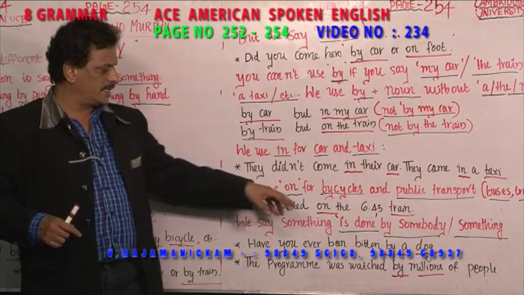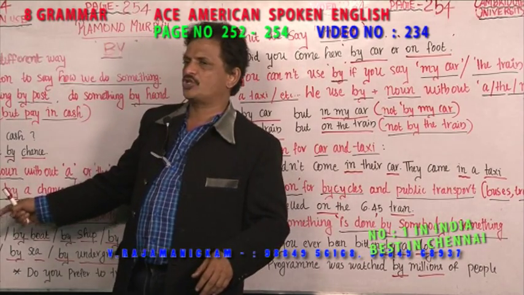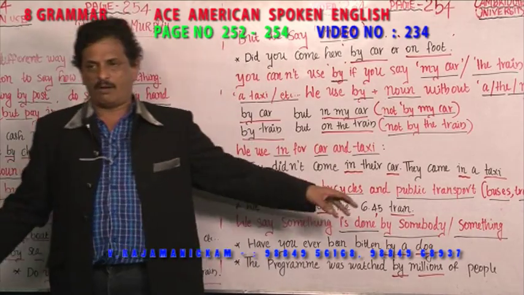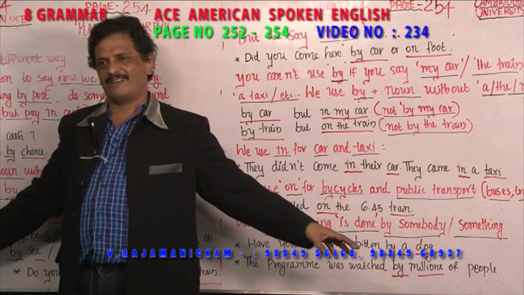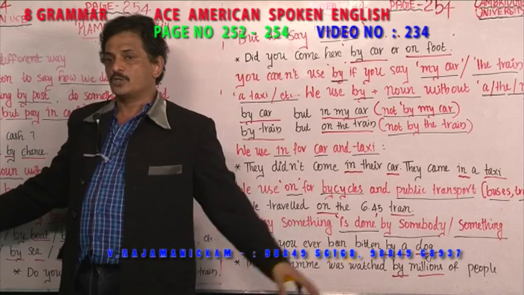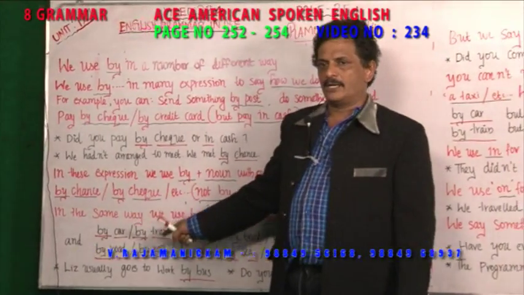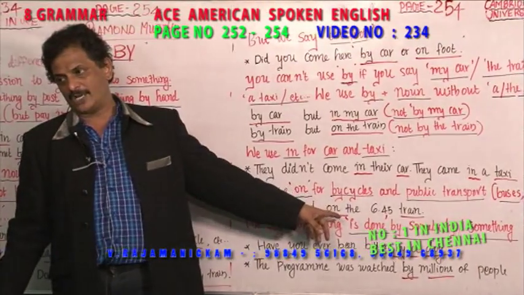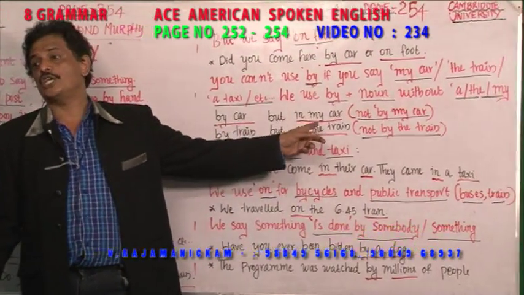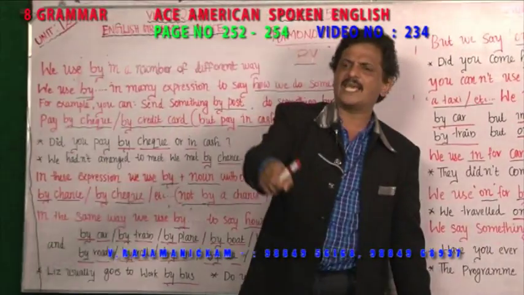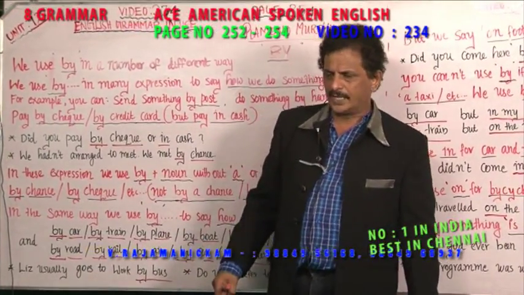So, this is on train, by train, by bus, by car, or not by car, in car, right? In car, in a taxi. So by is used with travels, right? And on is used for public transport. In is used for car and a taxi. On is used for bicycle and motorbikes. Got it, sir? Are you clear?